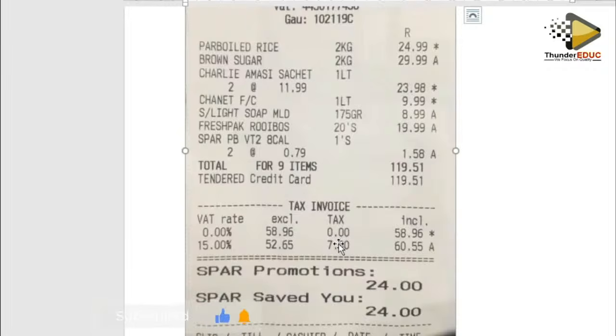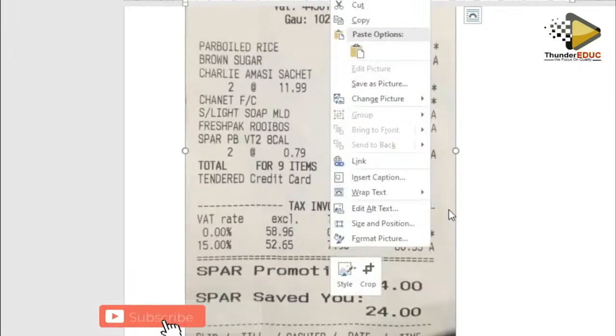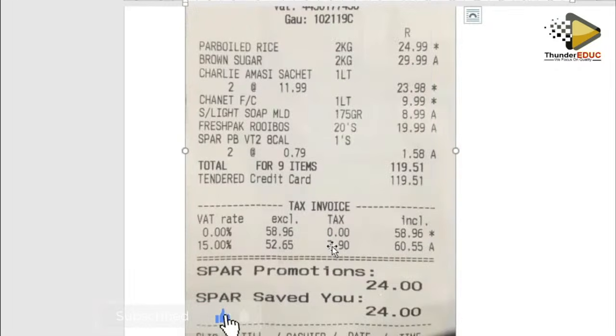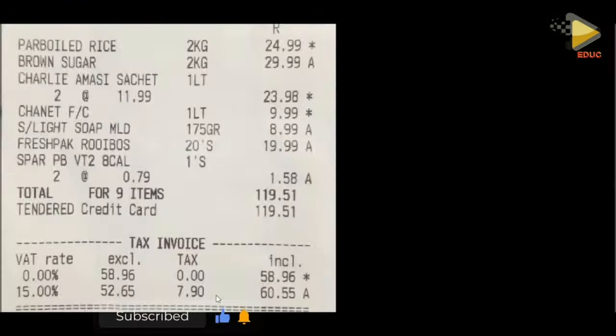Now they might ask you to show how the VAT value of 7,9 was determined. Remember, the prices already include VAT. We are looking at how they ended up having the VAT. How did they get the VAT?